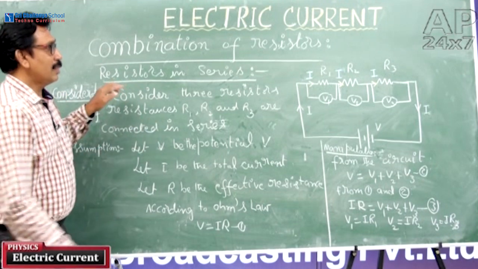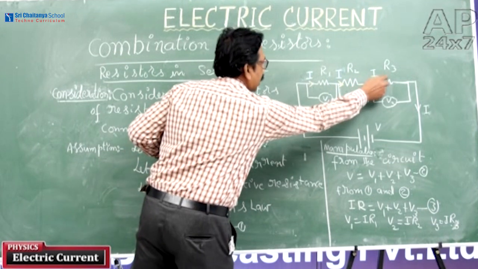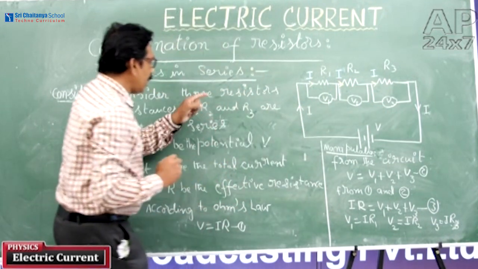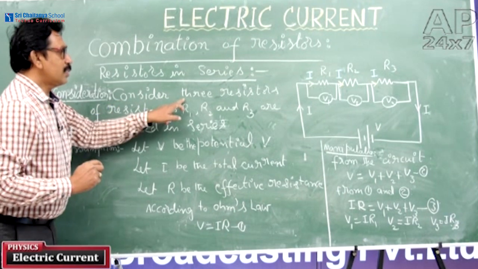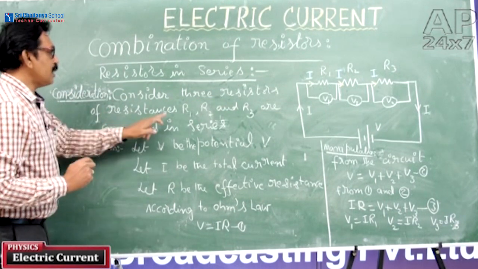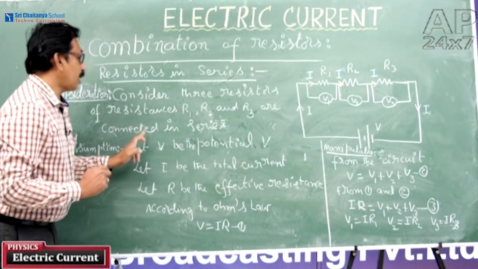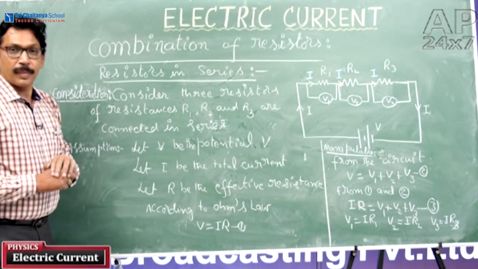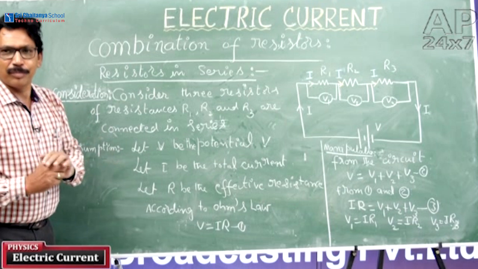Now, see this, what you have taken here: three resistors R1, R2 and R3 connected in series. That you write here, quite simple. Consider three resistors of resistances R1, R2 and R3 are connected in series. So, this is consideration.